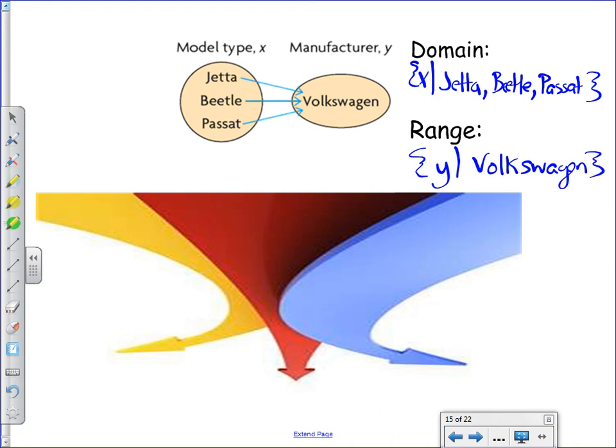Okay, is this a function or not a function? How many of you think this is a function? How many of you think it's not a function? There's only one first element that maps to a y. Remember, you can have the same y, you just can't have the same x. So yes, this is a function.